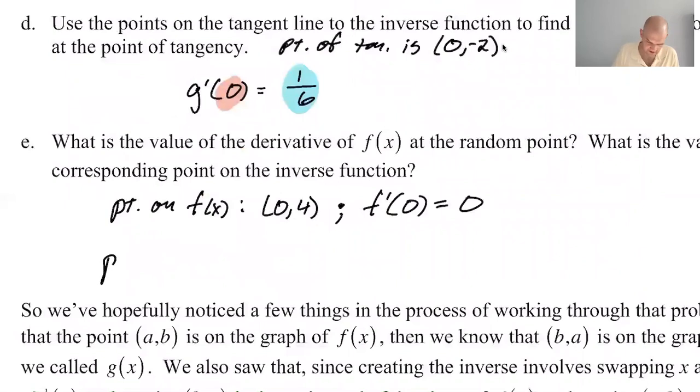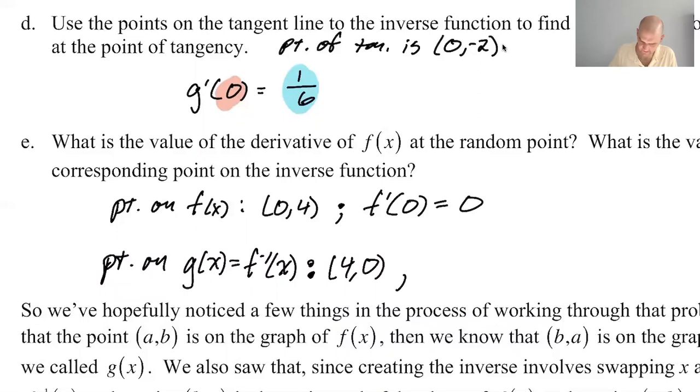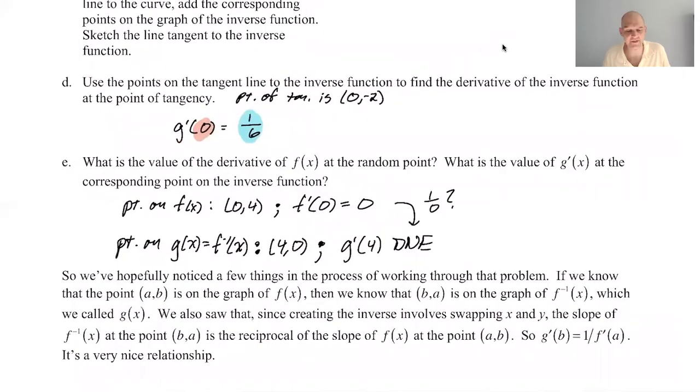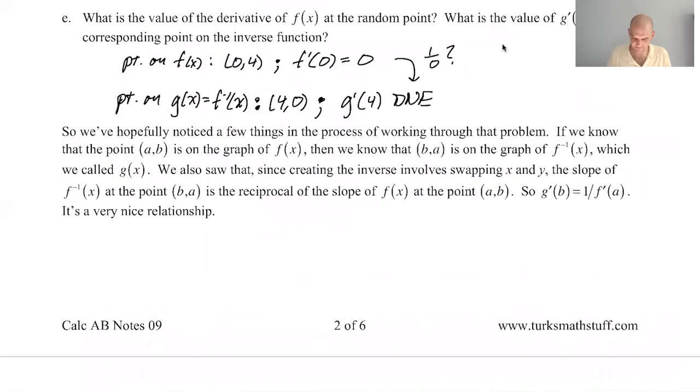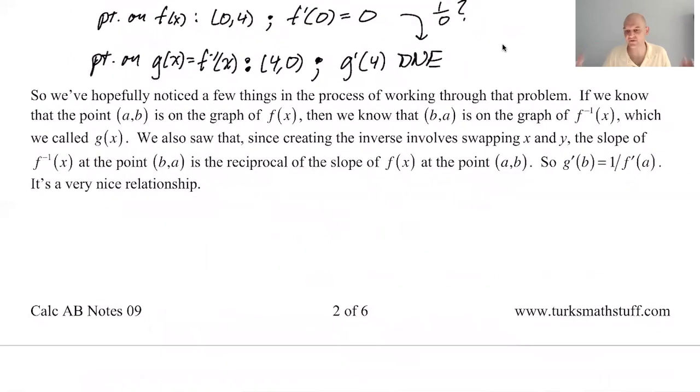So the point on g of x, which is equal to f inverse, so the point on the inverse is going to be 4, 0 because we switch x and y, and then g prime of 4 does not exist because it's kind of like 1 over 0, right? You're trying to take the reciprocal of 0 and you can't do that. So that's like the basic idea. That's actually the idea.